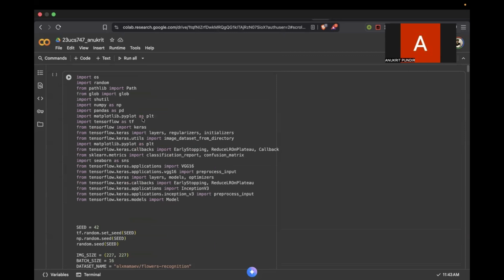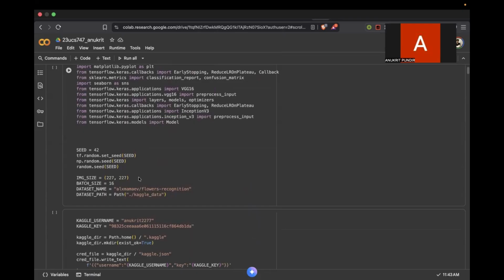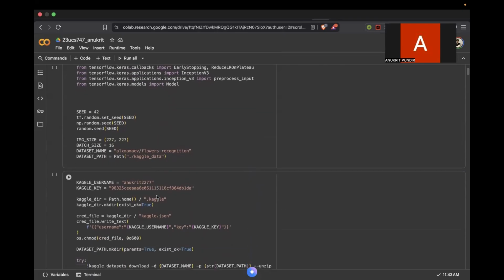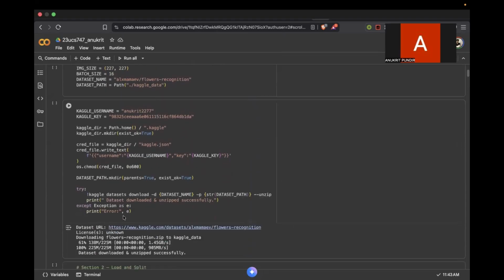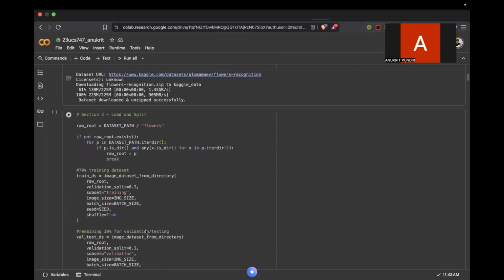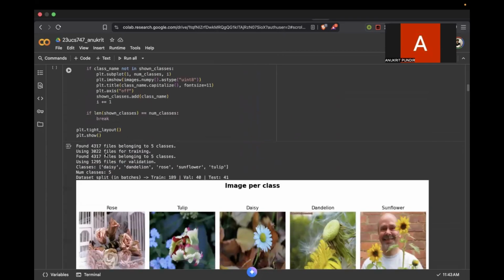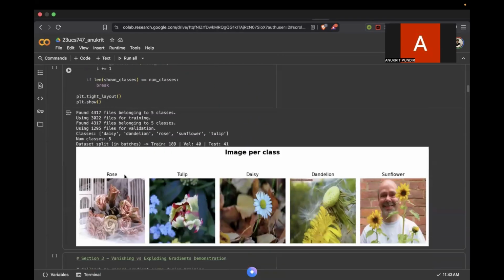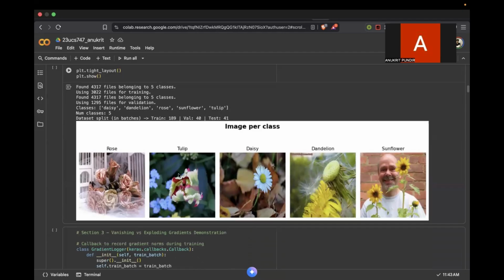So I've used TensorFlow and Keras for my deep learning models, and Matplotlib and several libraries for representation. The image size I took is 227 by 227, and I have imported my dataset from Kaggle, and it's a flower dataset basically. So here I imported my dataset. This is my dataset, and it consists of about 4,300 images, and it consists of 5 classes. My dataset consists of 5 classes.